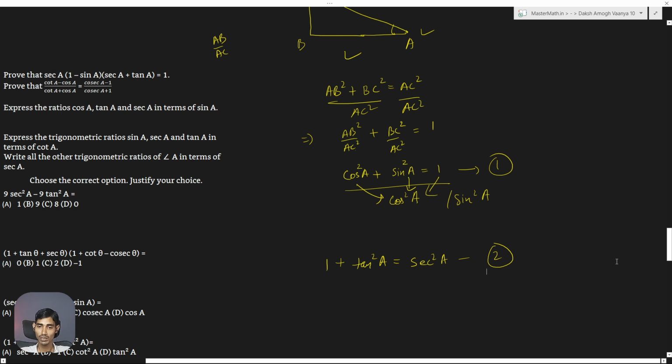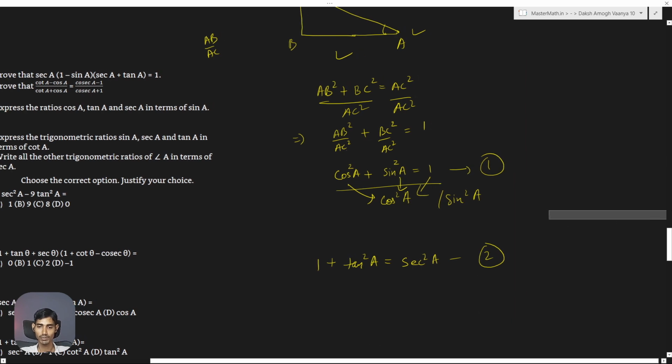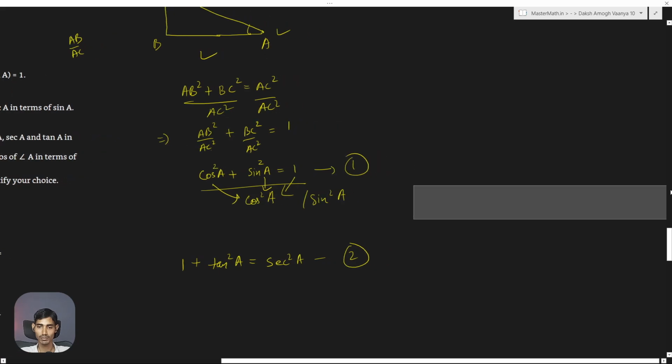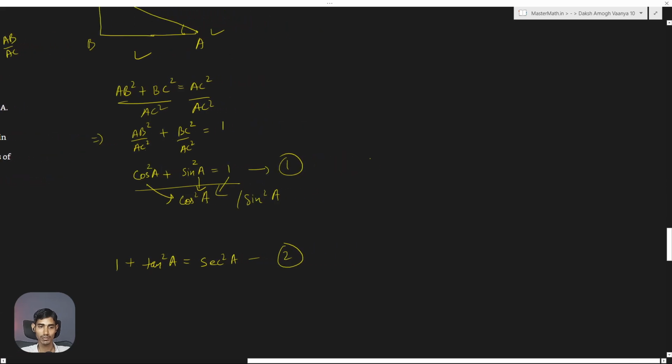Now, any doubts? Anyone? Now, if we divide by sine square A, we'll get cos by sine. Naveen, what is cos by sine? Cos square by sine square.